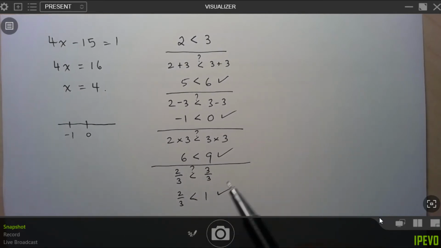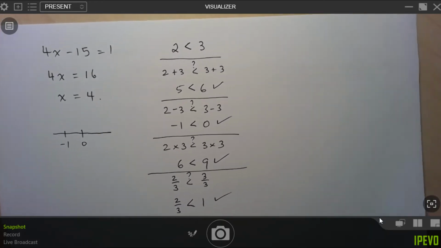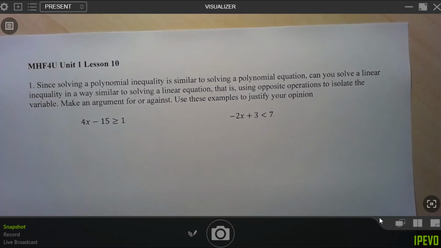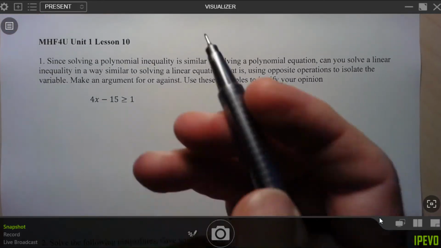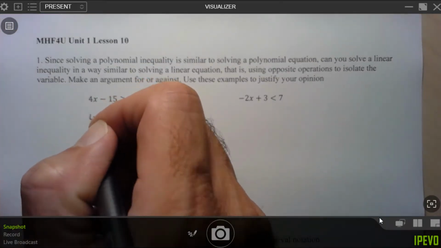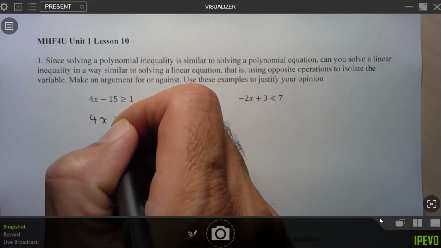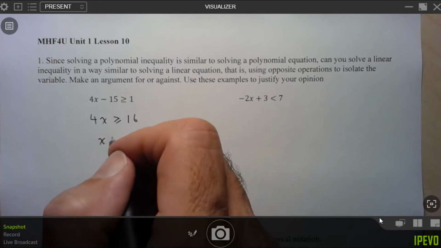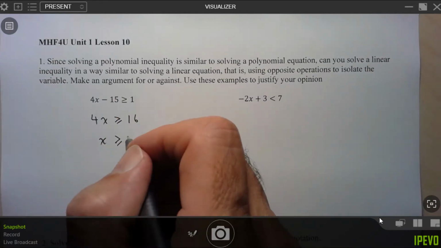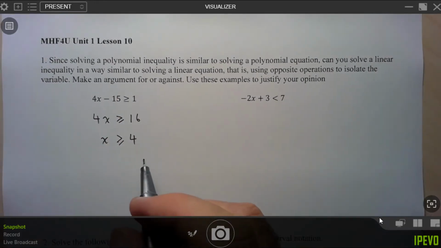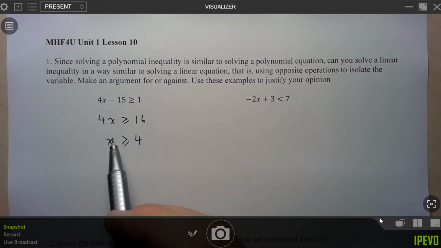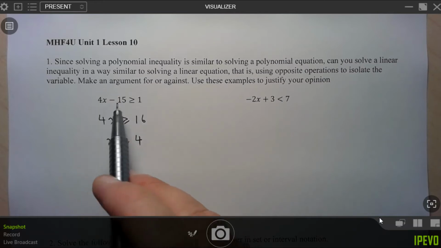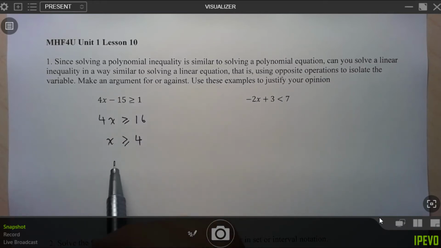Okay, so let's go back to our examples and see what happens. All right, so let's take a look here at 4x minus 15. So I'm going to do the same things as before. I'm going to add 15 to both sides. So it gives me 4x greater than or equal to 16. And then divide both sides by 4. X is going to be greater than or equal to 4. So what this is telling me is that for any value that's greater than or equal to 4, if I stick it back into my original inequality, it should hold. So let's take 4.